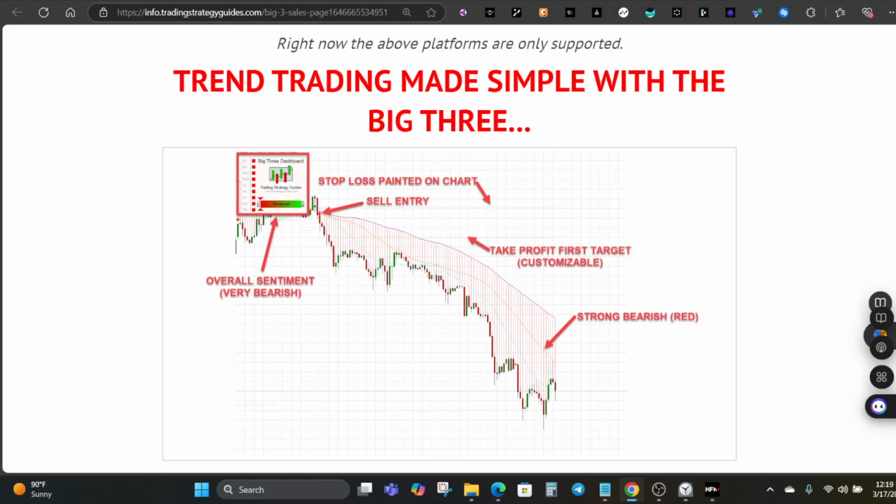So if you're struggling with market trends, unclear signals, or bad trade entries, then you will want to pay close attention because this indicator eliminates the guesswork.